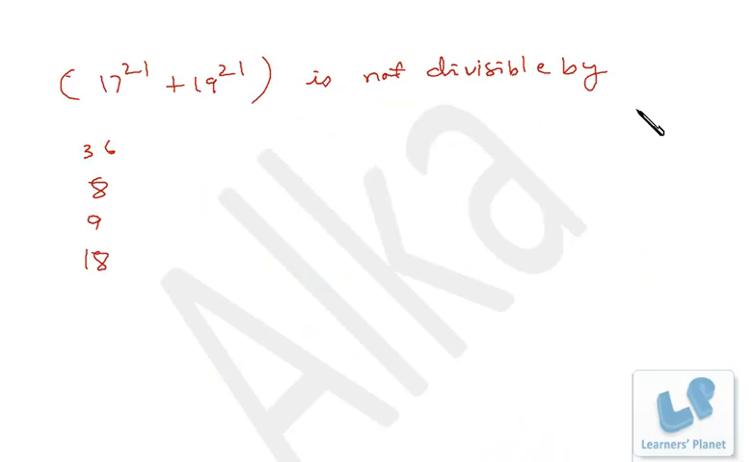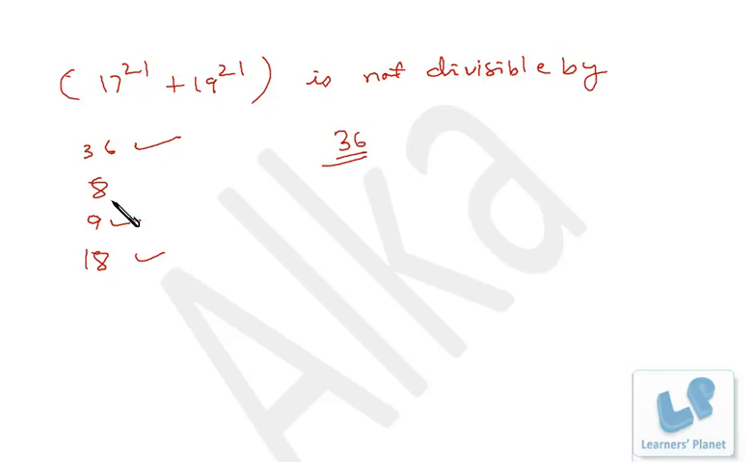Now this expression is not divisible by. Further, we have a raised to n plus b raised to n, where n is odd, here 17 and 19 raised to 21. That means this expression will be divisible by 17 plus 19, that's 36. Now 9 and 18 are factors of 36. So if it is divisible by 36, obviously it will be divisible by 9 and 18 both.